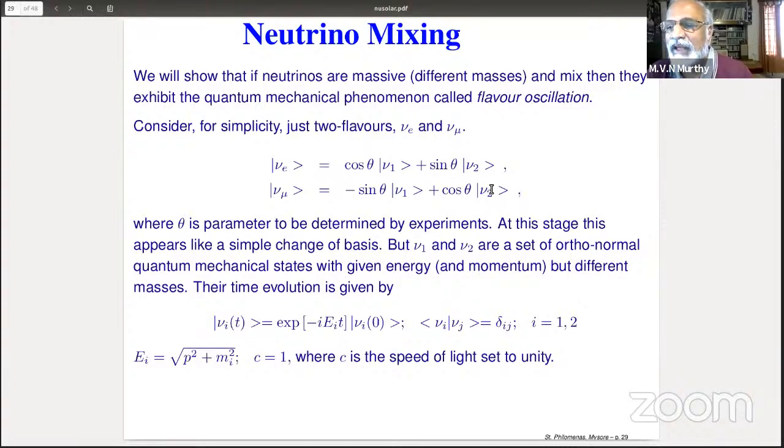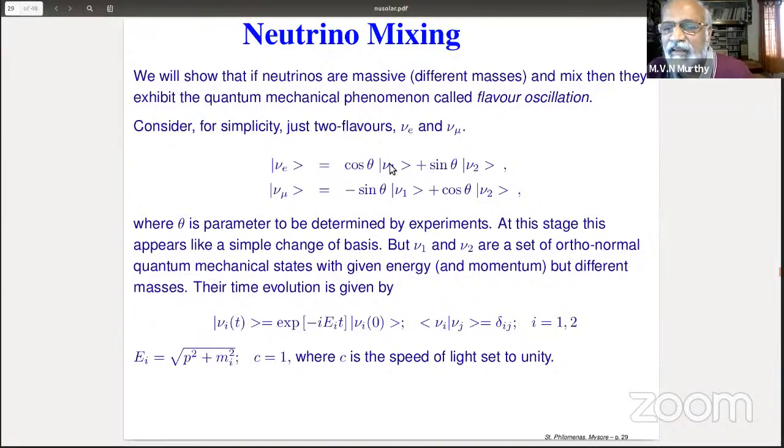And you can see that this looks simple, like a simple rotation of the basis, where you go from one basis called nu1 and nu2 to another basis called nu e and nu mu. In fact, you can write it in the matrix form, a column matrix nu e nu mu, and a matrix cos theta sin theta minus sin theta cos theta operating on a column matrix nu1 and nu2. If you look at that matrix, you will see that it's the familiar rotation matrix in a plane. Now this theta is a parameter we don't know.